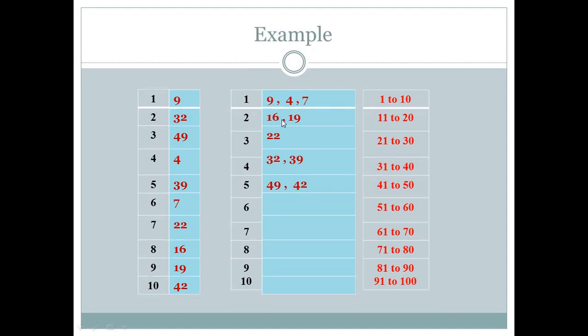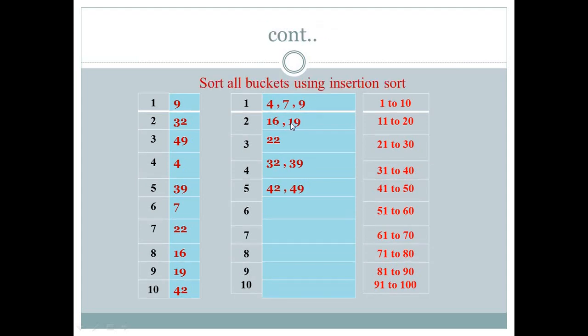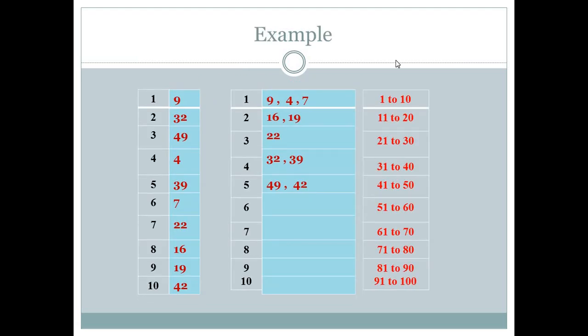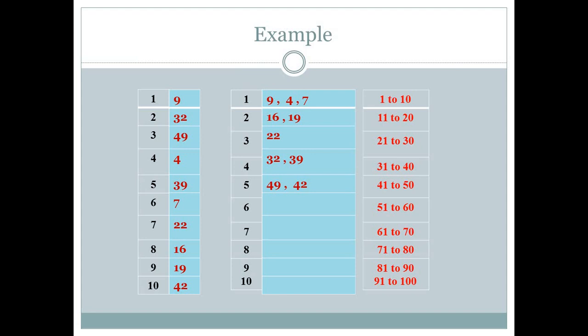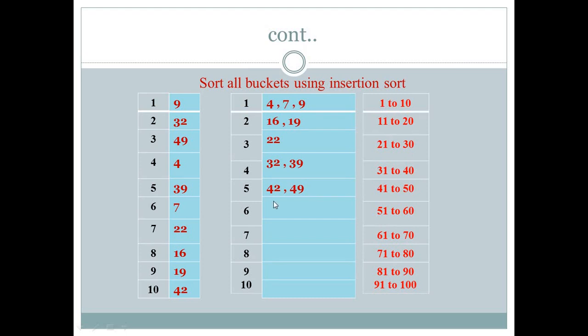In the second bucket, the numbers are 16 and 19. We apply the insertion sort algorithm, and they are already in order. In the third bucket, 22 is the only number, so we don't have to apply any insertion sort. The next bucket is 32 and 39. We apply insertion sort and there is no need to swap, because they are already in order. The next bucket is 49 and 42. We apply insertion sort and it will become 42 and 49.